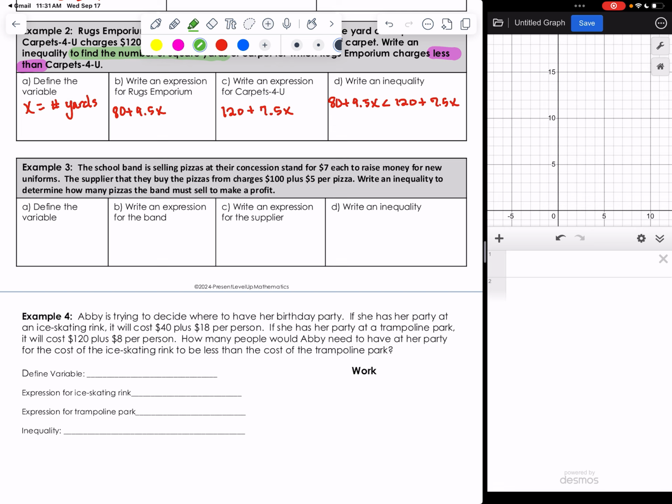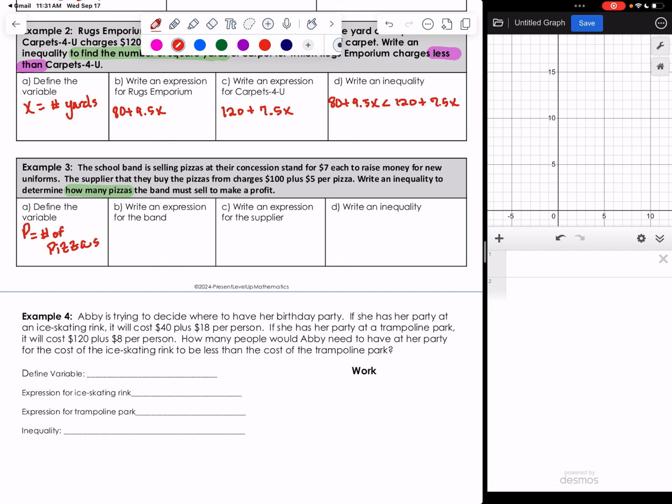To define the variable, we need to know what is unknown here. And look at your last sentence. Write an inequality to determine how many pizzas. So we don't know the number of pizzas. That's our unknown. So I'm going to let P equal the number of pizzas. Again, you could use X. It really doesn't matter what variable you use.